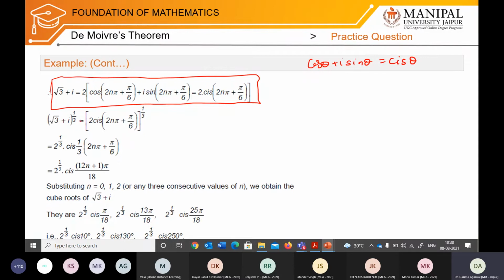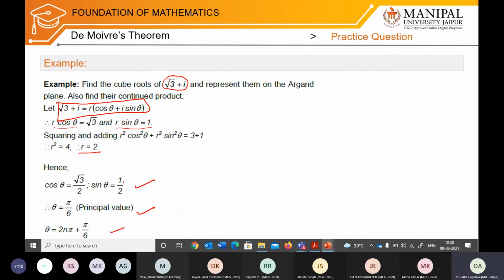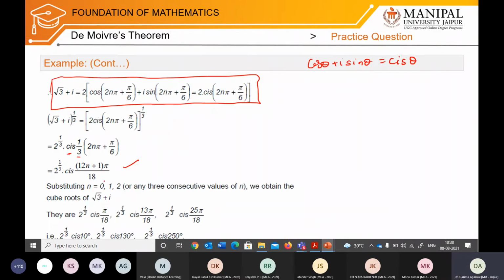Now the whole power of 1 by 3 can be taken. Now by using De Moivre's theorem, it will convert into 2 raised to 1 by 3, and for CIS, this 1 by 3 will shift into the angle of CIS. Now we would like to find their continued product. Cube roots, 3 roots, we would like to find 3 roots and their continued product. So when we take any 3 consecutive values of n, let's start with 0, 1 and 2.